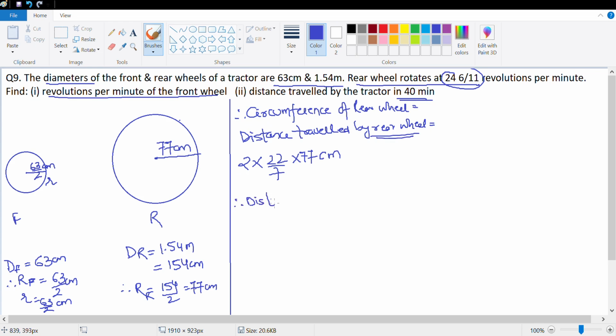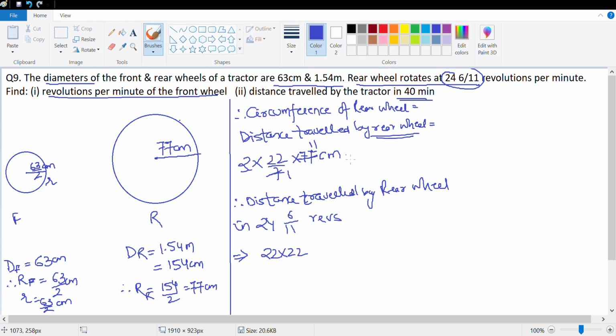Therefore, distance traveled in the number of revolutions that we're talking about would be the same. Right? Distance traveled by rear wheel in 24 6 by 11 revolutions will be equal to distance traveled by one revolution multiplied by this, which is 7 1 7 11, which is 22 into 22 centimeter multiplied with 24 6 by 11, which is 24 into 11, that's 264, 270. So this is 270 by 11 centimeter. 11 1, 11 2. So this is 44 into 270 centimeter.